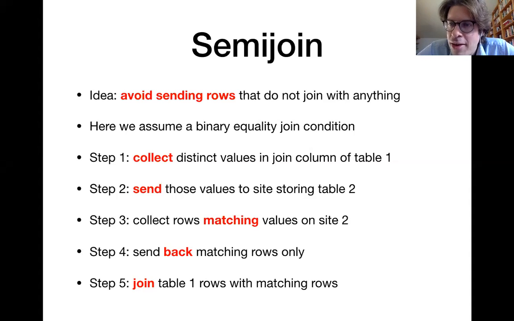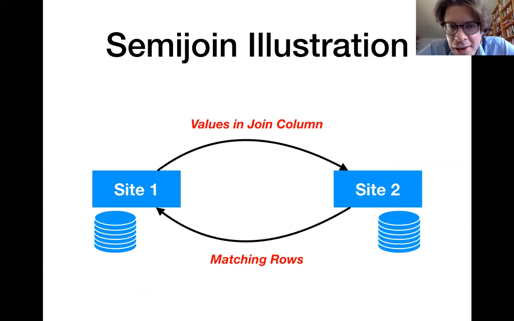So after collecting the distinct values in the join column, we send it to the other side, storing the second table. And this other side then collects the matching rows which have one of those values it has just received. And it only sends back those interesting rows to the first side. And the first side uses those rows and joins them with the table it stores. This is a little illustration here.